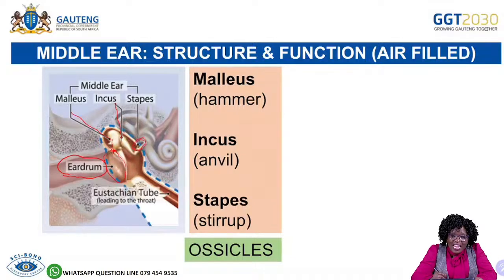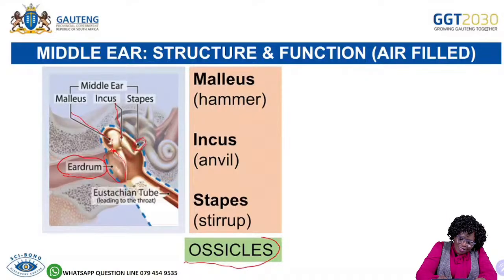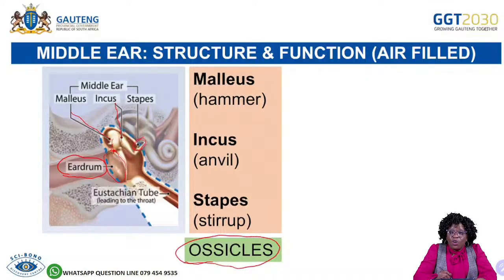And by the way, there is one name that is given to these 3 bones. And the name that is given is that they are called ossicles. We call them what? Ossicles. I'm referring to what? The 3 bones that are found in the middle ear.